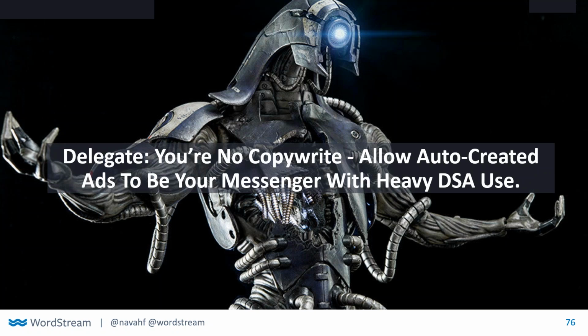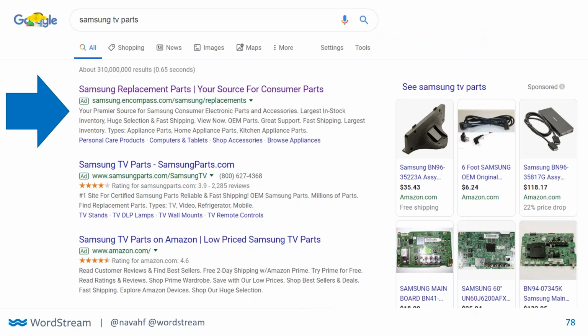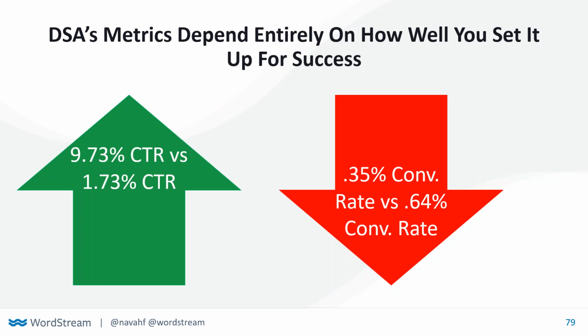So let's actually dive into DSA in a little bit more depth, because this is arguably one of my favorite automation forms. So there are 3 ads here. Can you spot the DSA ad? I'll give you a second or two just to look them over and think about where the ad might serve. And if you guessed that first ad, you are 100% correct. And what I found really fascinating about this is that DSA ads 100% have better click-through rate, but their conversion rate is entirely dependent on whether you set exclusions and negatives in place.